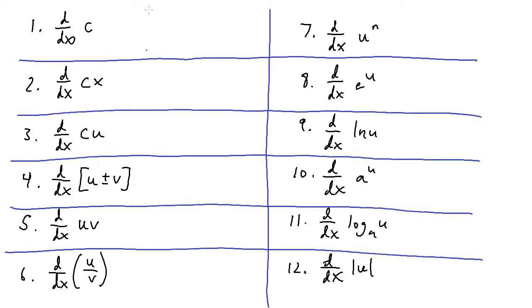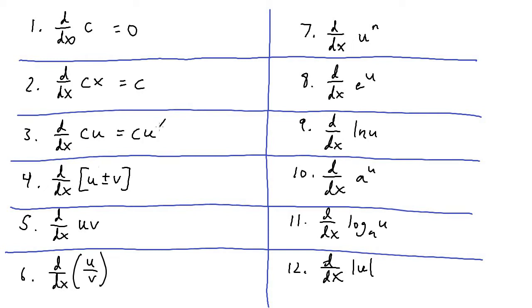So starting with number 1, the derivative of a constant, remember, is always going to be 0. For number 2, the derivative of a constant times x is just going to be equal to the constant. The derivative of constant times a function u. Now remember, we can bring this constant outside of the derivative and rewrite it as a constant times the derivative of u. The derivative of u is u prime, so we have the constant times u prime.